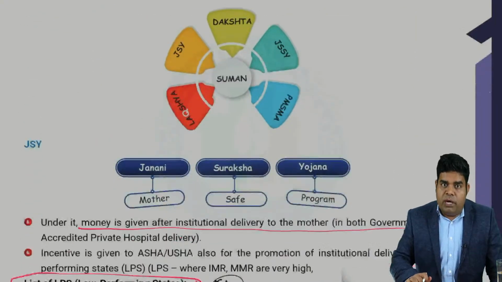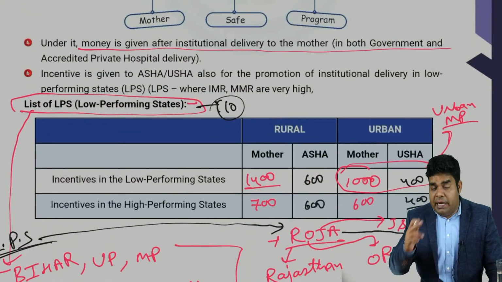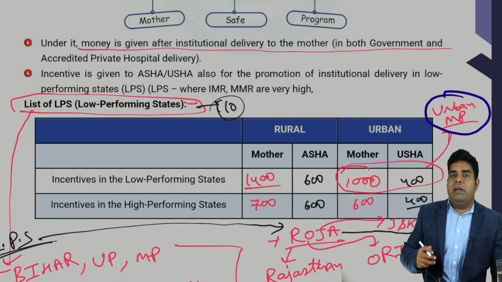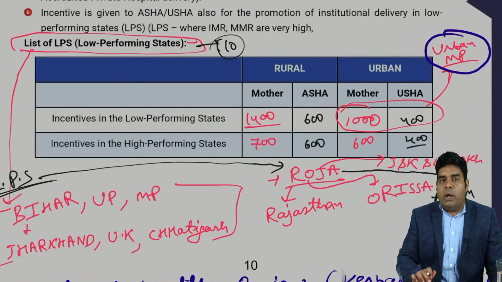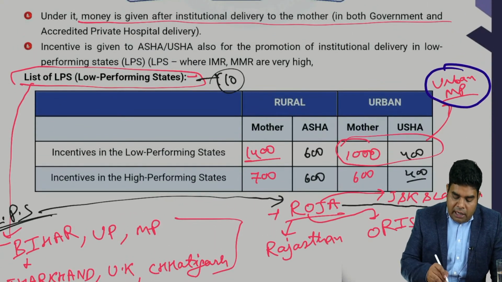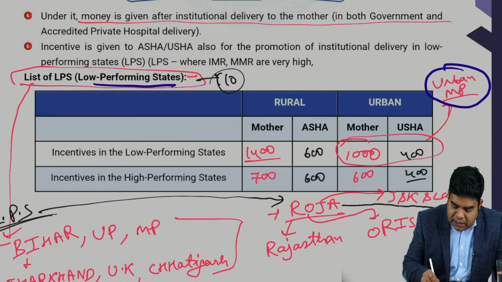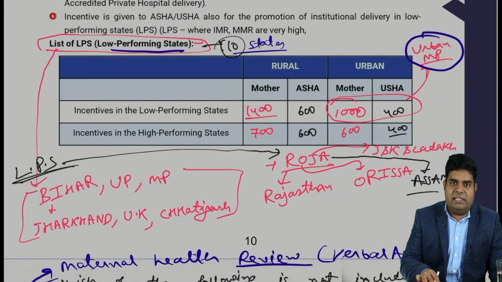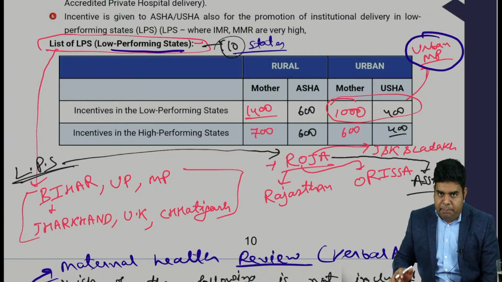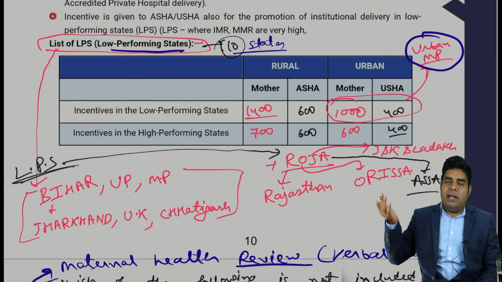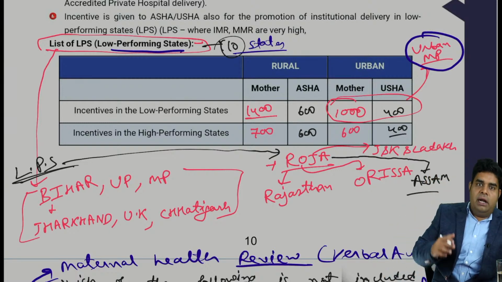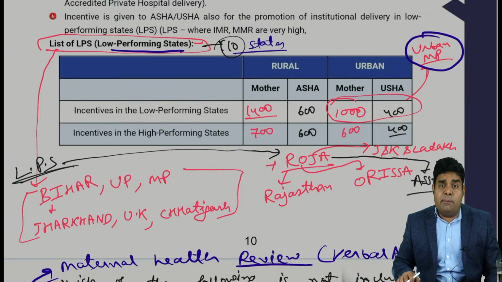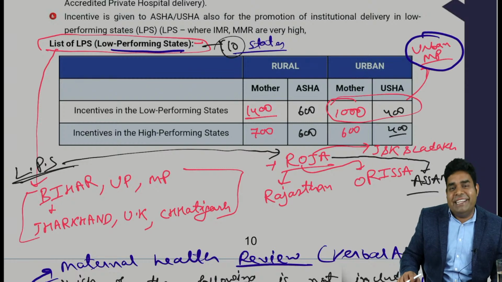And under Suman, one is JSY in which money is given. So in NEET they have asked, if a mother delivers in urban MP, how much money should be given to the mother, and how much to the ASHA or USHA? To answer such questions, you have to remember that there are 10 states of India which are low performing states, because they have high maternal and infant death. Those 10 states can be very easily remembered. They are Bihar, UP, MP, and then their brothers who were separated in the year 2000: Jharkhand, Uttarakhand, and Chhattisgarh. 6 easy: Bihar, UP, MP, and then their brothers. Then the other 4 can be remembered by the mnemonic Roja. Roja jane man tu hi mera dil.